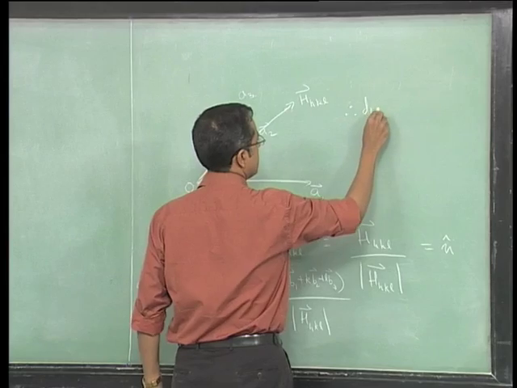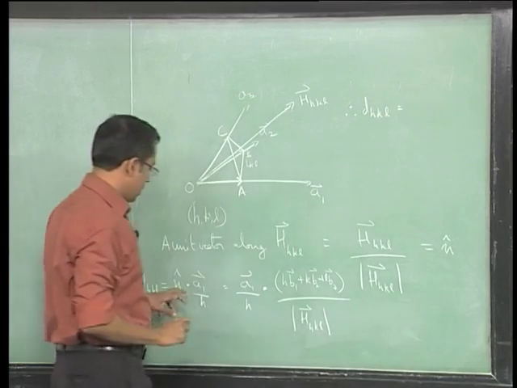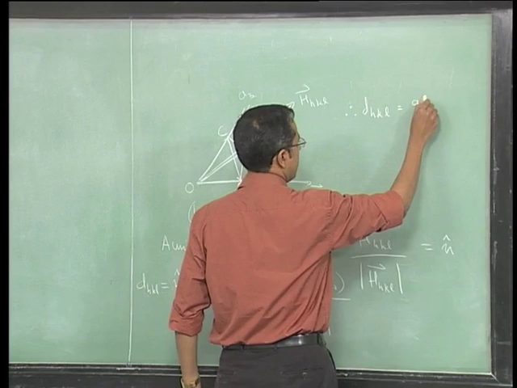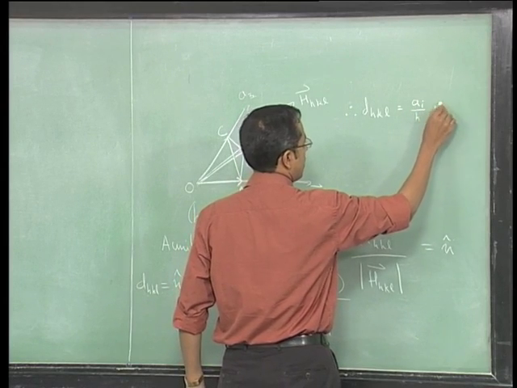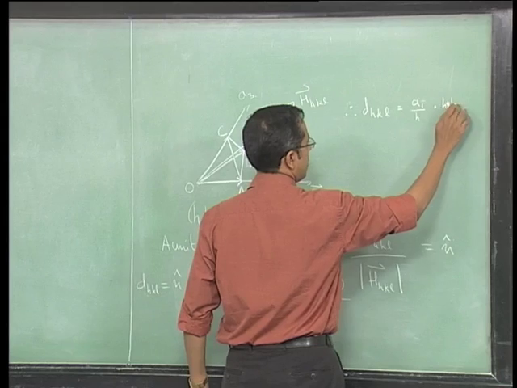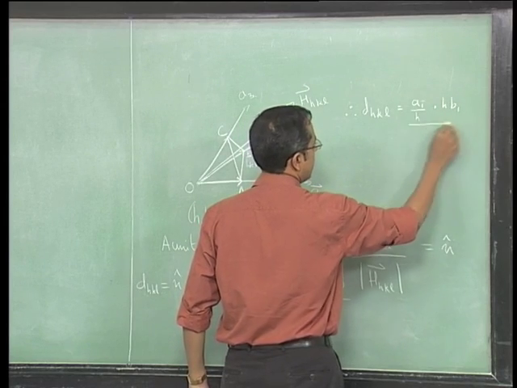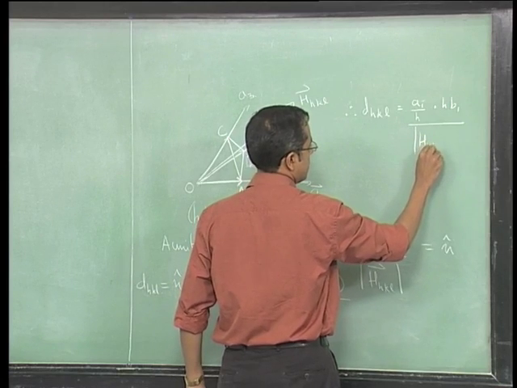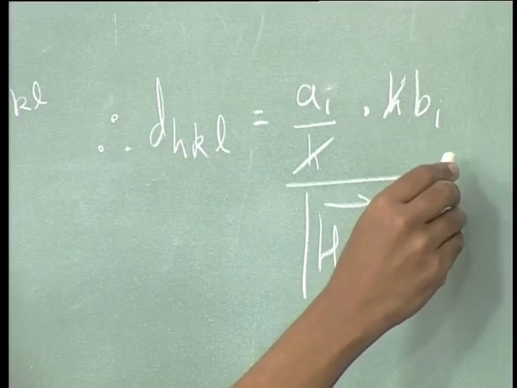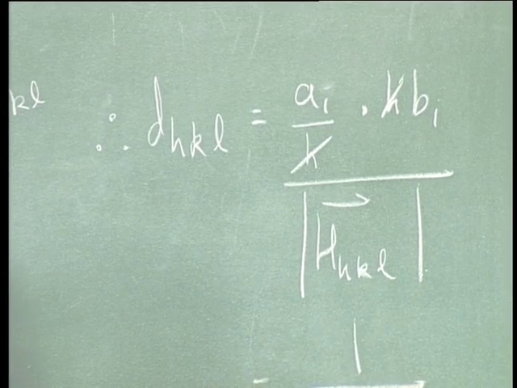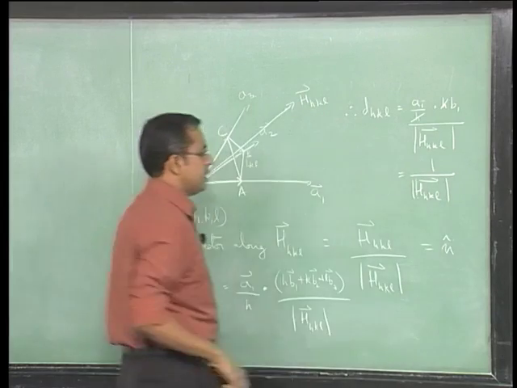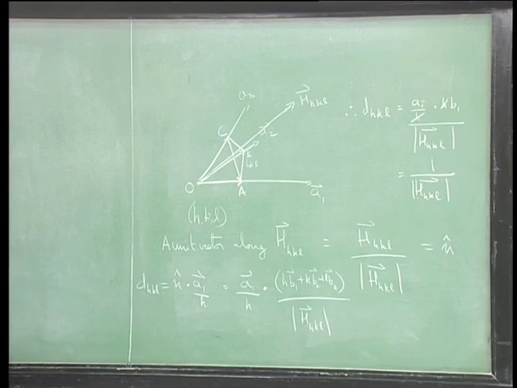DHKL is equal to A1 by H dot HB1, sorry, A1 dot H by HB1 dot HB1 divided by modulus of HHKL. So this and this will cancel, A1 dot B1 equals 1, therefore this is equal to 1 by modulus of HHKL. So we see the proof that we set out to prove.